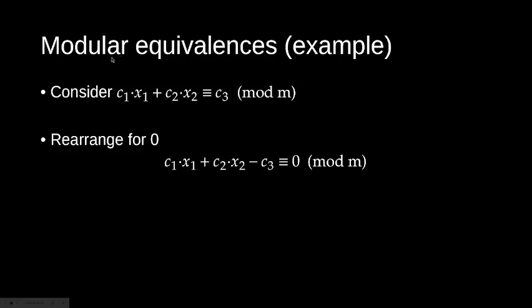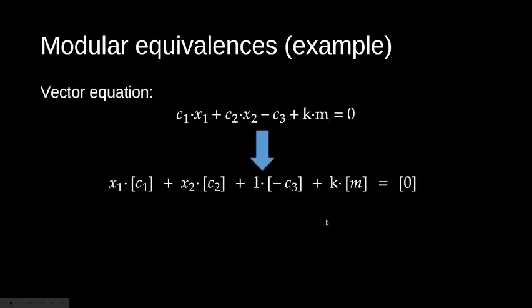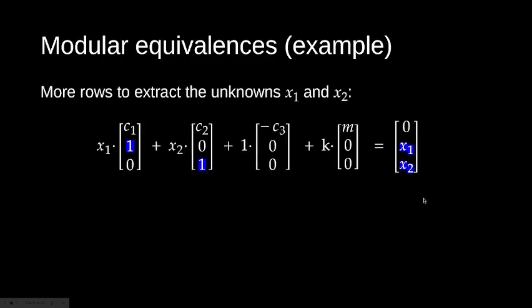Now to solve x1 and x2, we'll first rearrange for 0, then convert from the modular equivalence to a linear equation by adding plus k times m. Now we'll create a vector equation, so x1 times c1 plus x2 times c2 plus 1 times negative c3 plus k times m equals 0. And then we'll add 2 more rows to extract the x1 and the x2 into the target vector.